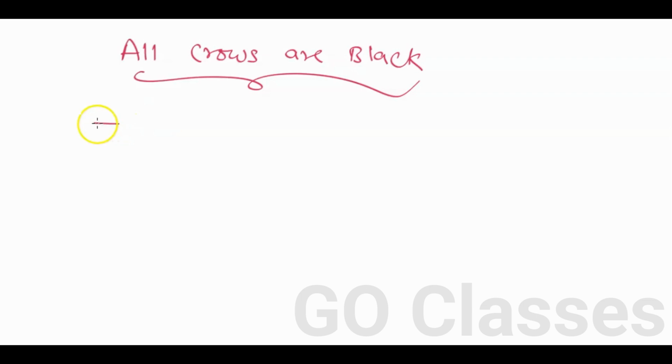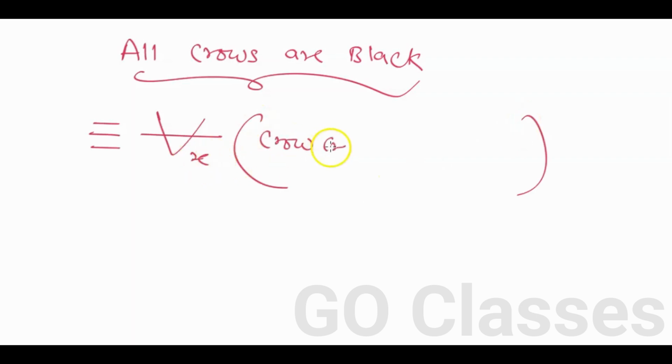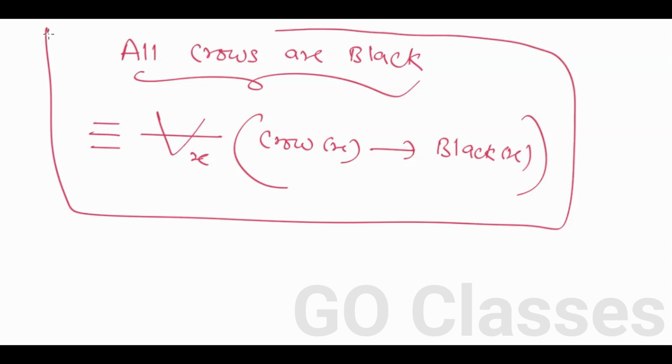We have seen that when you have this statement, all crows are black, this type of English statement, then what is the correct first order logic translation? That will be for all x in the domain, if x is a crow, then it is black. So this is the correct translation for this. And we have proven why this is the correct translation.